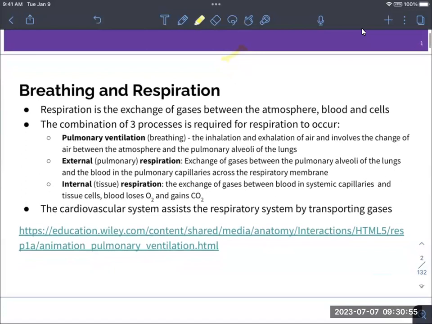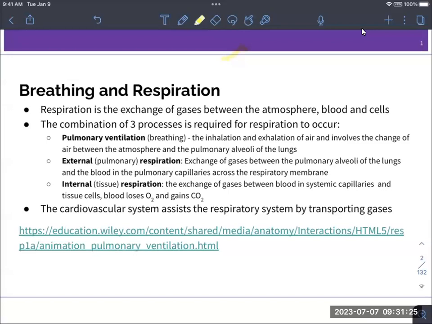So what exactly is breathing? Breathing is also known as respiration, which is where we take in oxygen, we exchange oxygen in our blood with carbon dioxide, and we exhale carbon dioxide. We exhale other waste products as well.